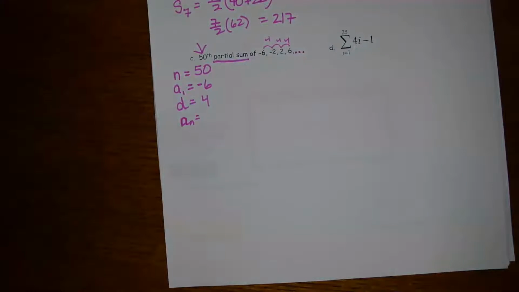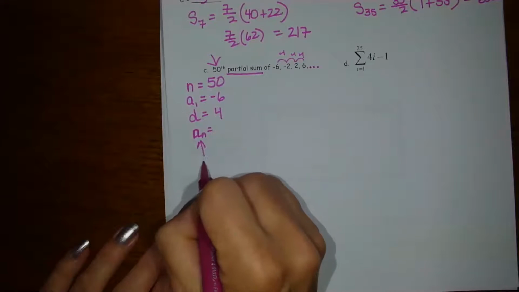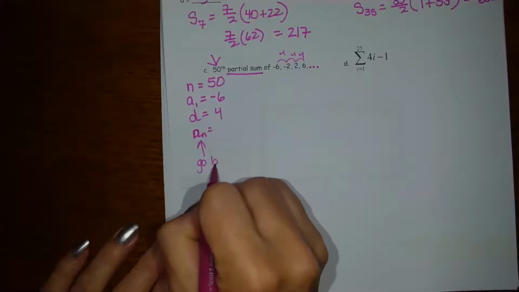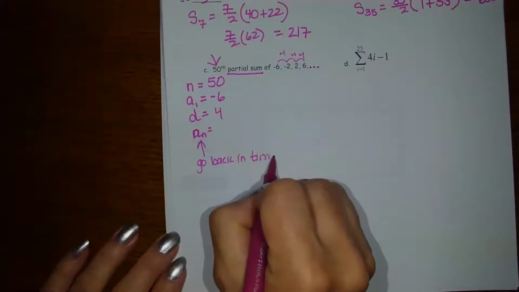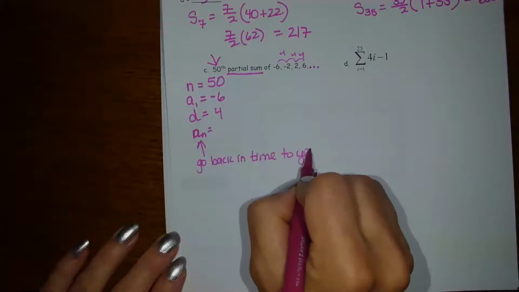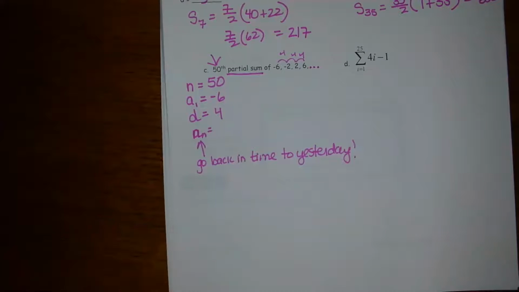Now, how do I find AN? I go back to yesterday. Go back in time to yesterday. Oh, I should play the Beatles' Yesterday, or John Lennon's Yesterday.